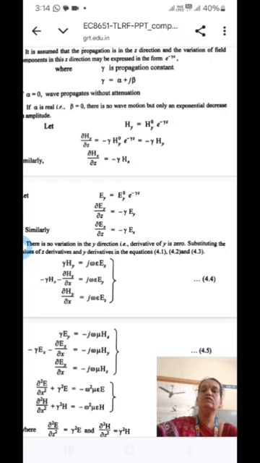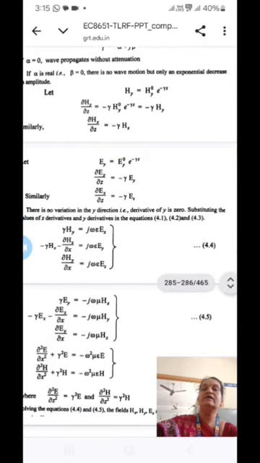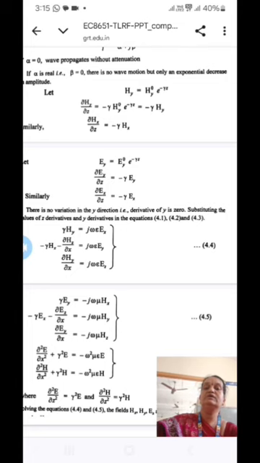So the first derivative of this equation becomes ∂Hy/∂z, the derivative in the z direction, equal to minus gamma into Hy⁰ e^(-γz). This is the same as Hy⁰ e^(-γz), which is Hy here. So ∂Hy/∂z is equal to minus gamma into Hy. Similarly, we can write it for Hx, where we just replace Hy by Hx.